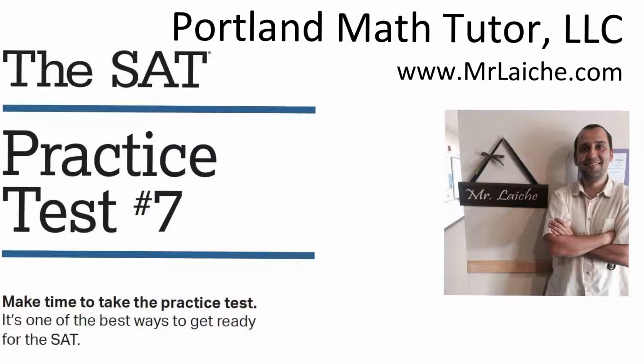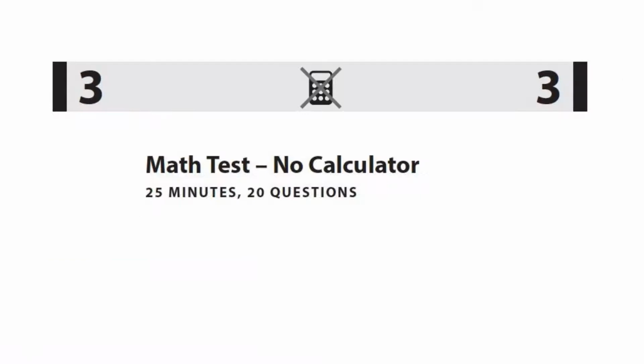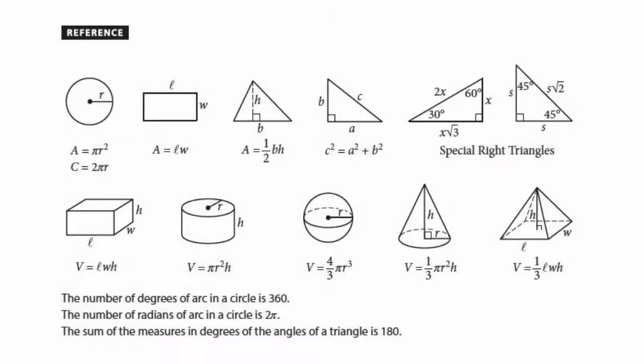We are working on practice test number 7 for the math sections. That'd be section 3 and section 4. Without further ado, let's jump into it. We're starting with section 3. That's the no calculator section. And here is our reference sheet. We can come back to this as needed throughout the test.